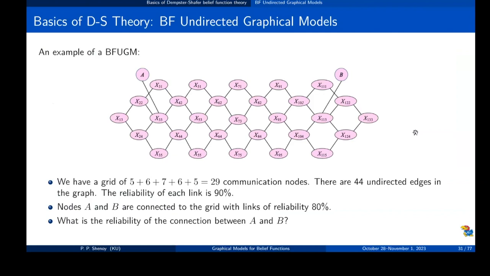So there are 29 communication nodes plus two more, so there are 31 communication nodes here. They're all binary. There are 44 undirected edges here. The reliability of each of these links is 90%, but A and B is only 80% reliable. The question is, what's the reliability between A and B? You can make this very large, and you can compute this very quickly, I will tell you how. It turns out that the reliability between A and B is approximately 64%, because there are so many paths between A and B.